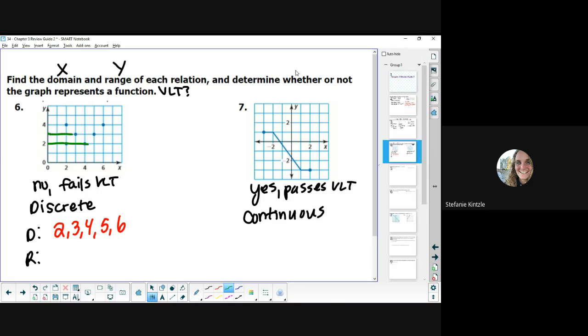2, 3, 4. So again, you only need to tell me that 2 is in there once, that 3 is in there once, and that 4 is in there once. Okay, 2, 3, 4. Questions on that one?